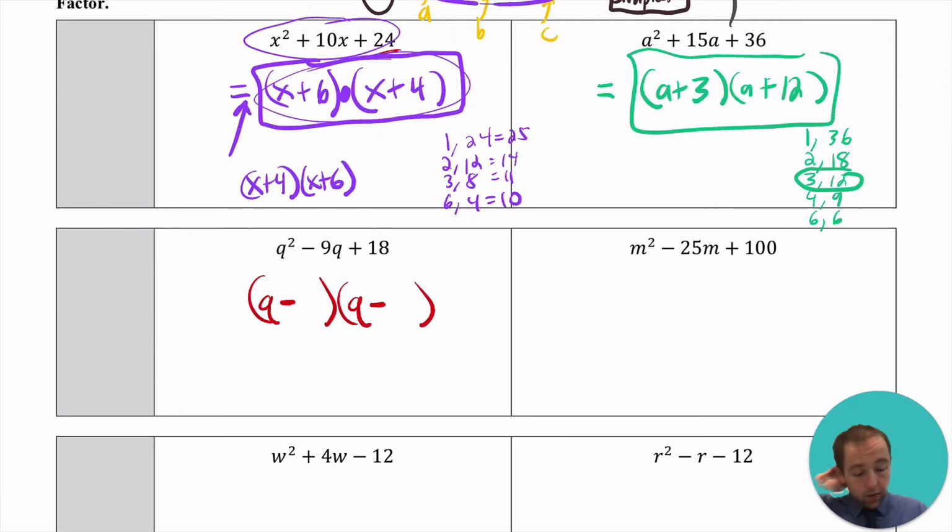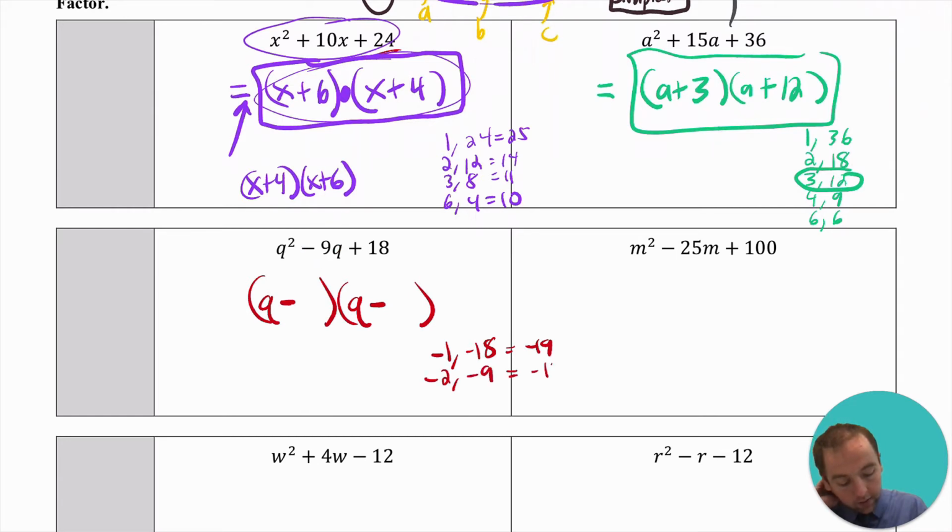So when I list out these possible factor pairs, I'm going to write them as both negatives, because negative 1 times negative 18 will give you positive 18. But when you add them, you get negative 19, and that's not what we want, because we want to add to negative 9. So I need to keep thinking about other factor pairs.